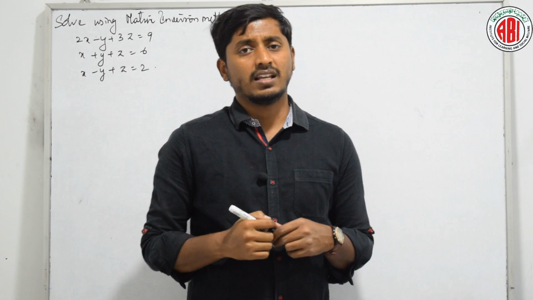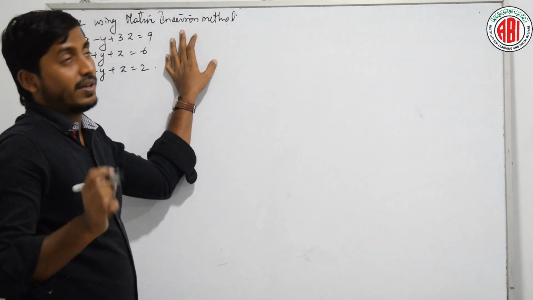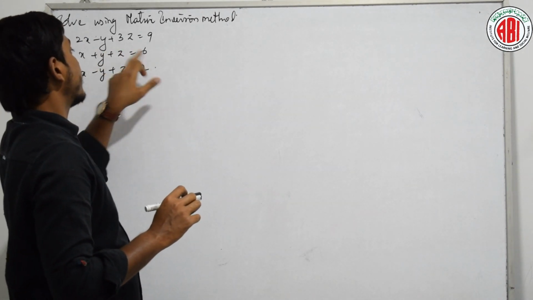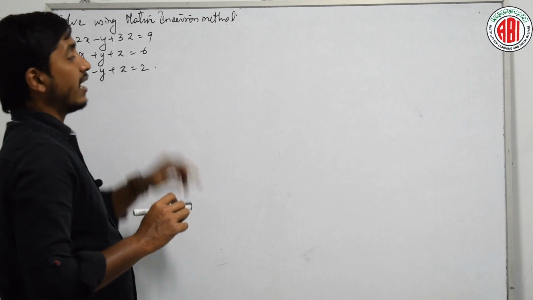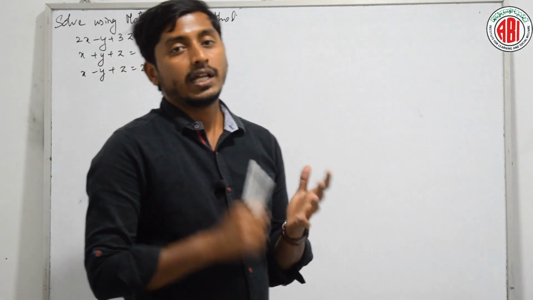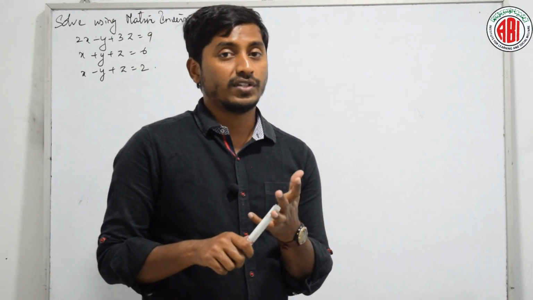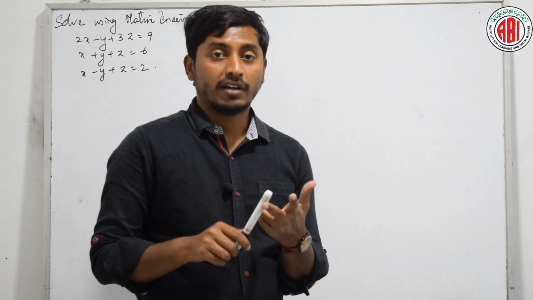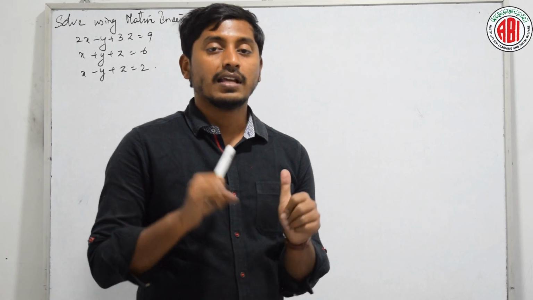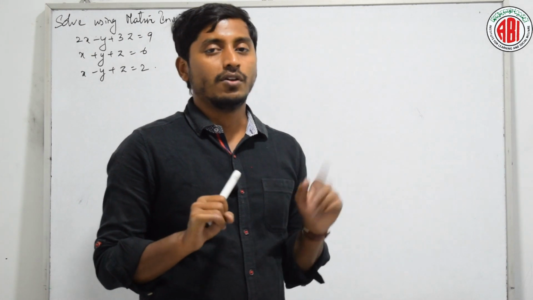Let's do. See here the question given, he is asking us to solve using the matrix inversion method. What is the question given? 2x minus y plus 3z equal to 9, x plus y plus z equal to 6, x minus y plus z equal to 2. What is that we have to do? First step, we have to write it in the matrix form. Then we have to find the determinant of the coefficient matrix, and next the cofactor matrix, then adjoint, and finally we have to find A inverse, then substitute in the formula A inverse into D.